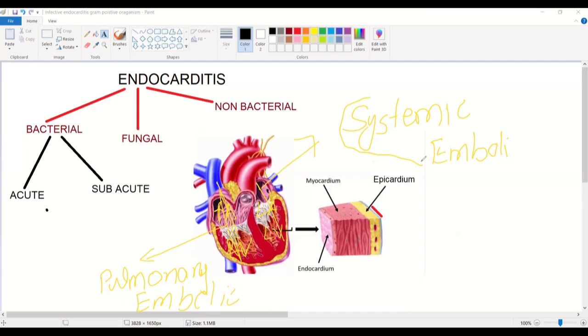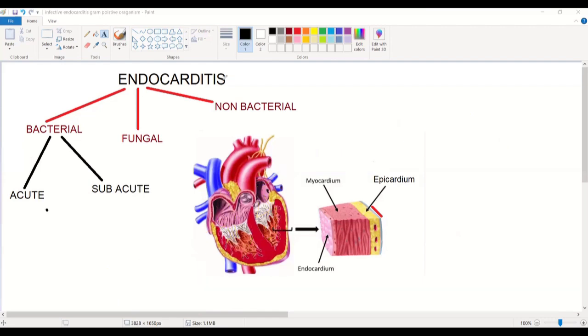So why am I focusing on this? You will find a lot of questions on this kind of emboli, because they give you the history. So what is the most common presentation of endocarditis?